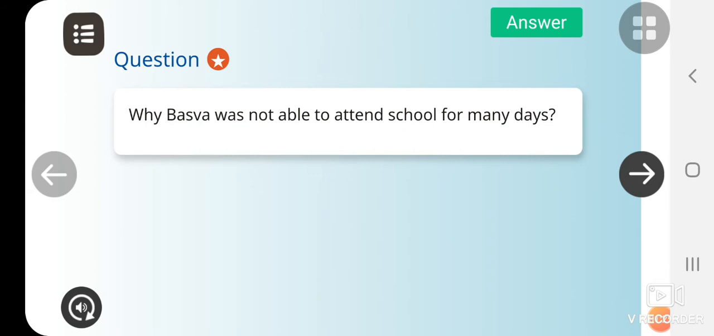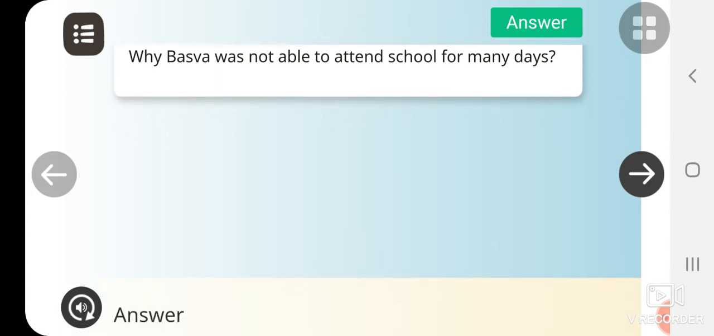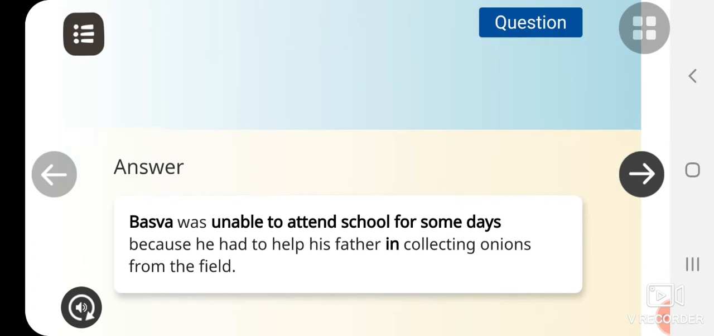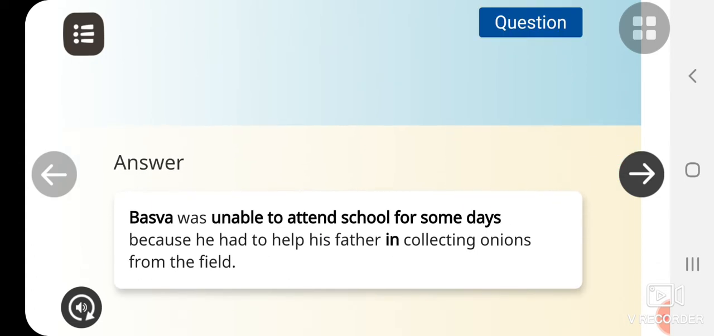Why Baswa was not able to attend school for many days? Baswa was unable to attend school for some days because he had to help his father in collecting onions from the field.